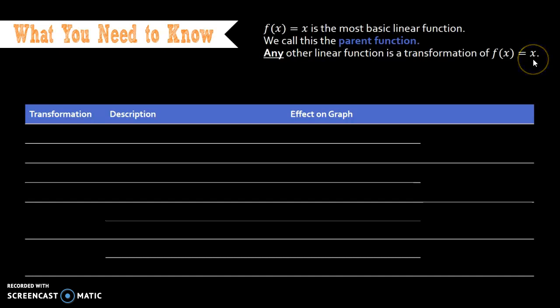So any kind of equation that you might have that is linear, that means you have a highest power of 1. It's just a change from plain old x. You're doing something to plain old x. So let's take a look at some of these possible transformations.